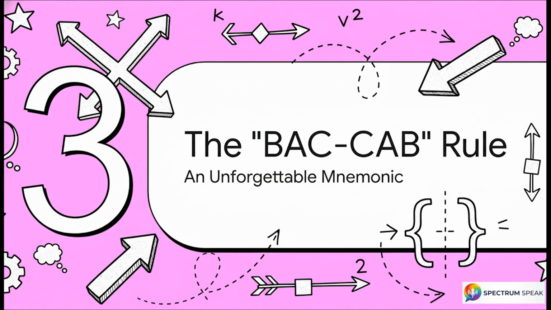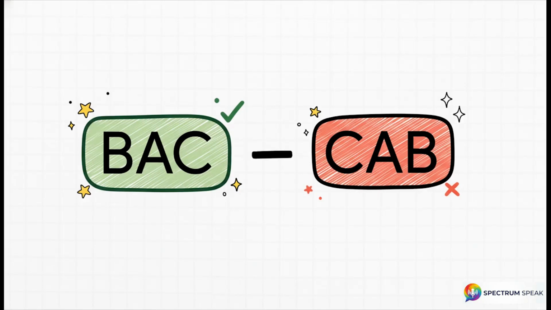Well, for that, we turn to one of the most famous and most useful mnemonics in all of vector algebra. All you have to do is remember this one little phrase, BAC minus CAB. Say it a few times, BAC minus CAB. It's super simple, easy to remember, and it is the absolute key to unlocking this calculation without a massive headache.